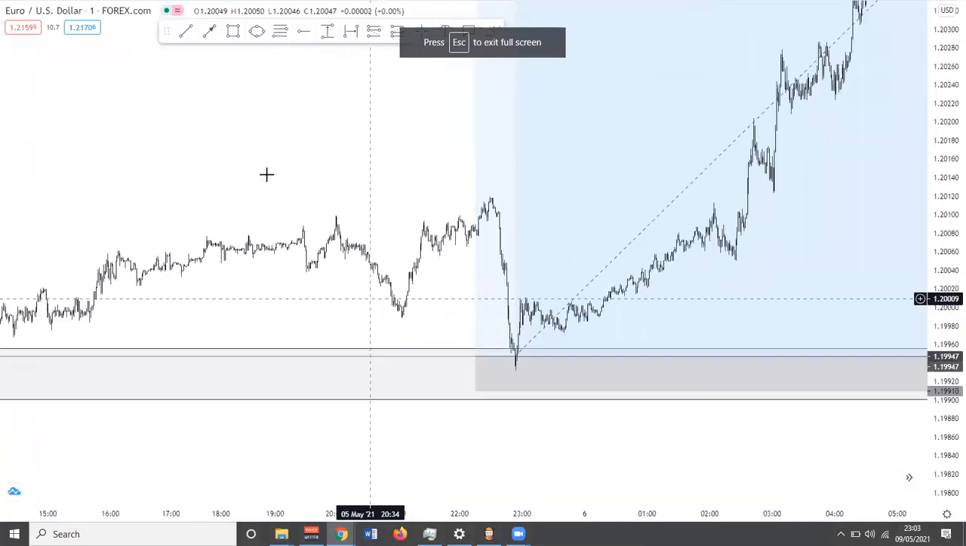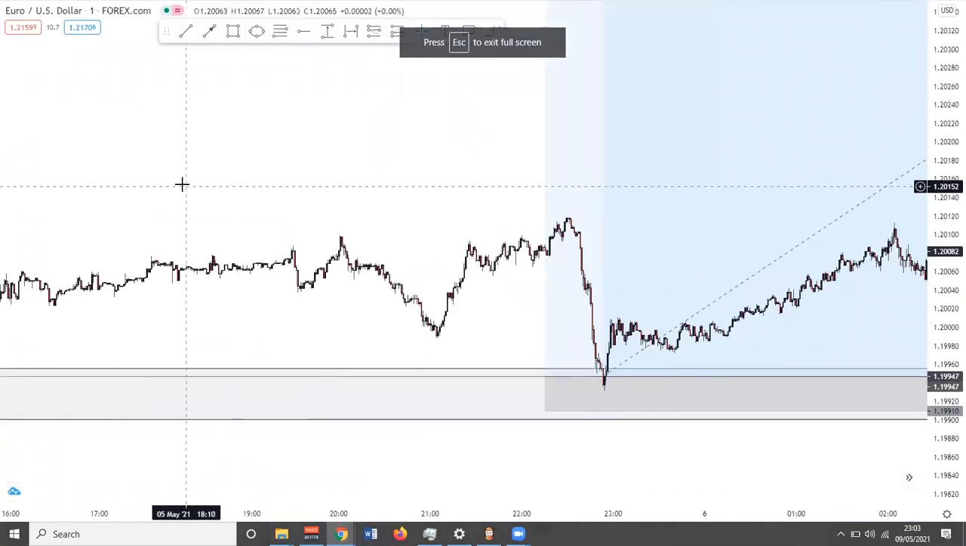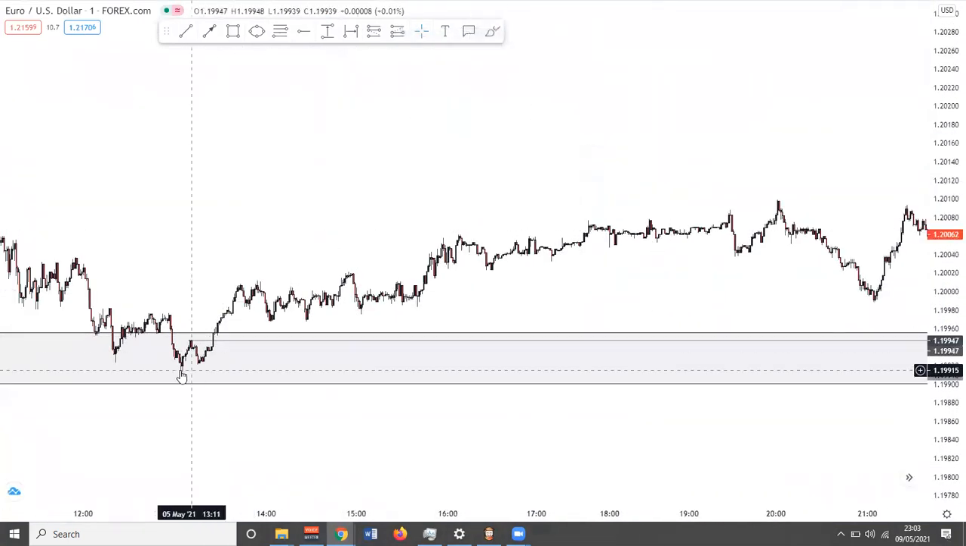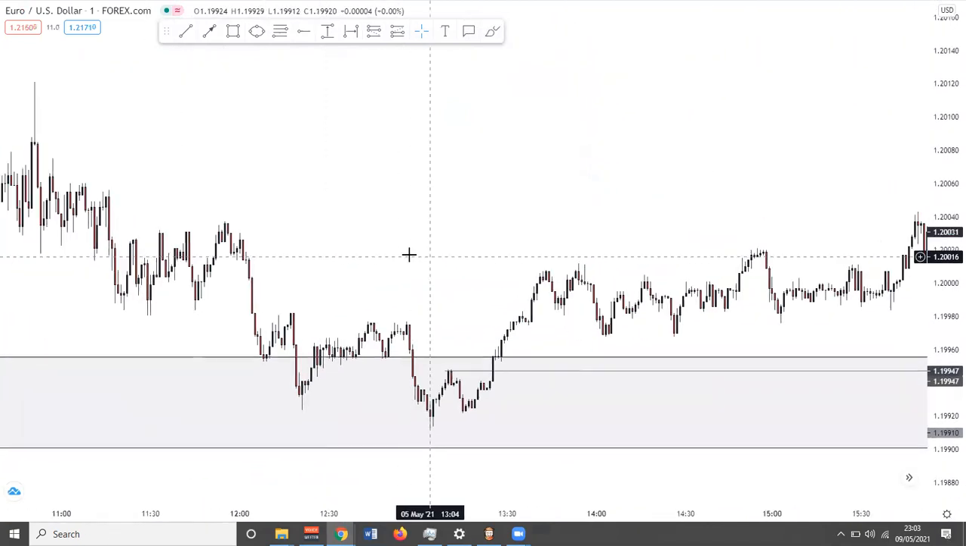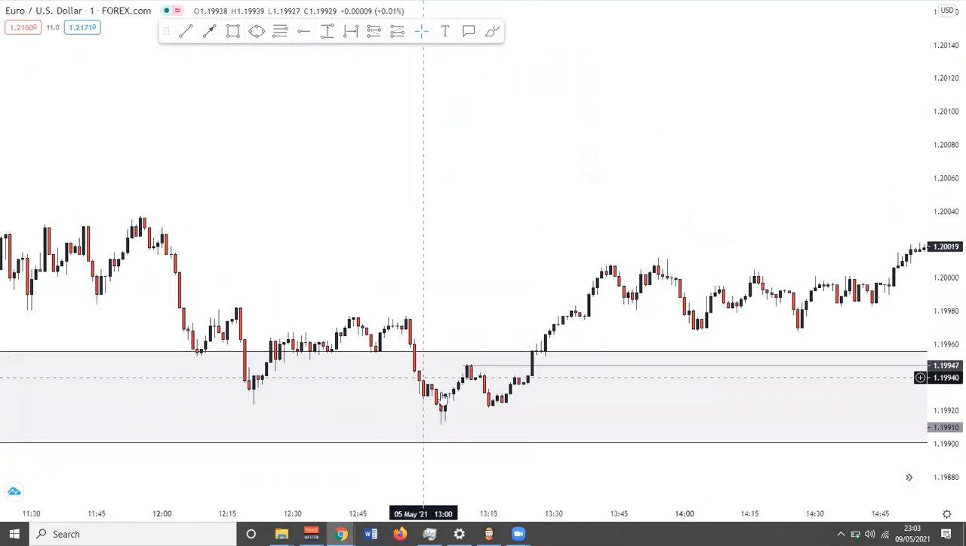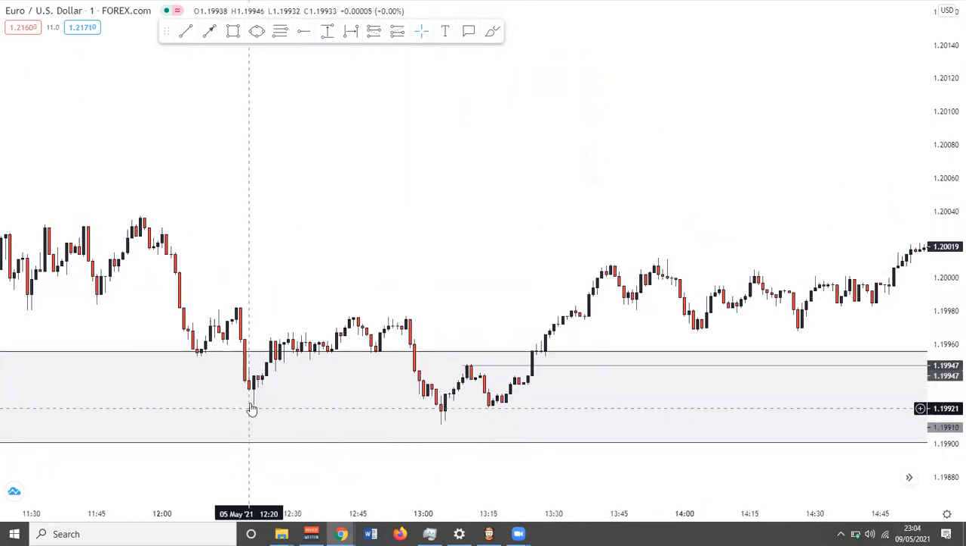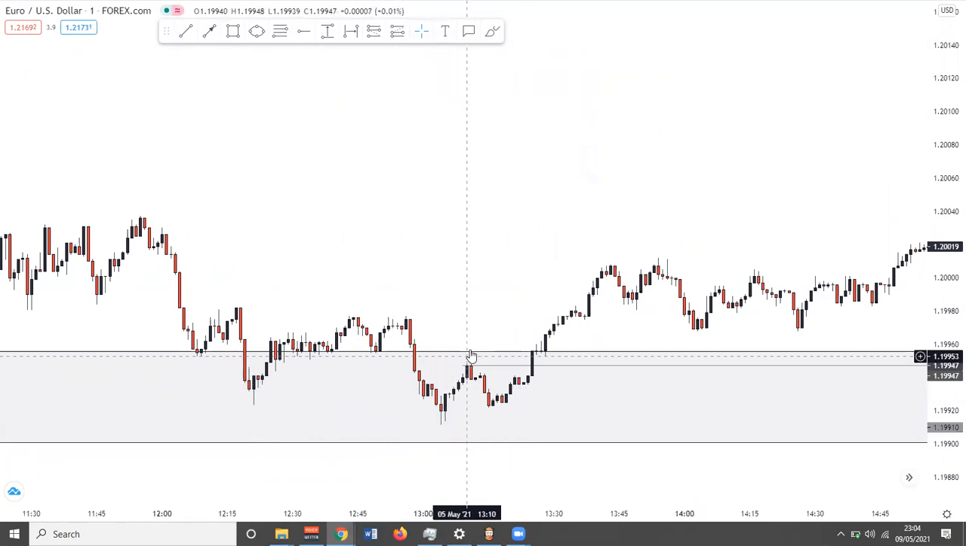And let us maximize the screen. Now, in here, I want you to look here. Let's come here, and I want you to see price took out this low, traded higher, and it came in here. It used this area as a mitigation, okay, and traded higher, broke the high.